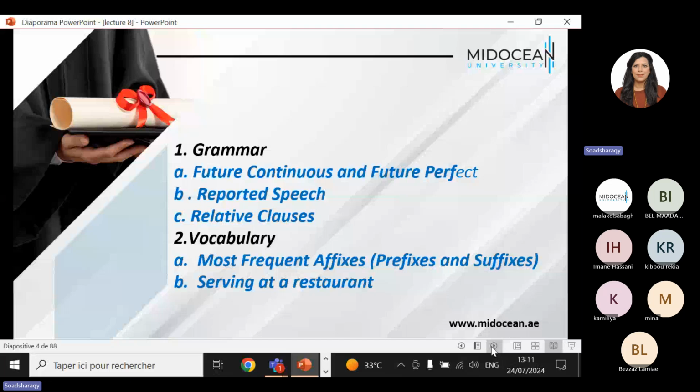In this section, you are going to learn about future continuous and future perfect. You are also going to learn about reported speech and relative clauses. Section 2, vocabulary. Here, you are going to study most frequent affixes, prefixes, and suffixes. And we're also going to study vocabulary about restaurants.